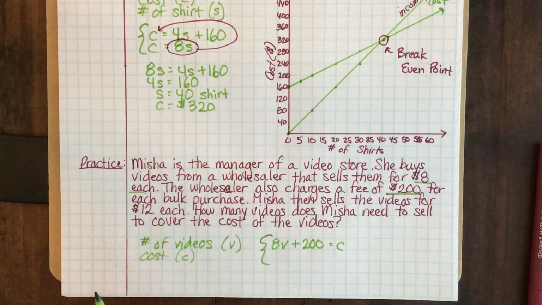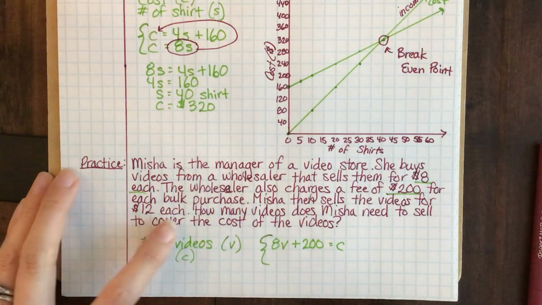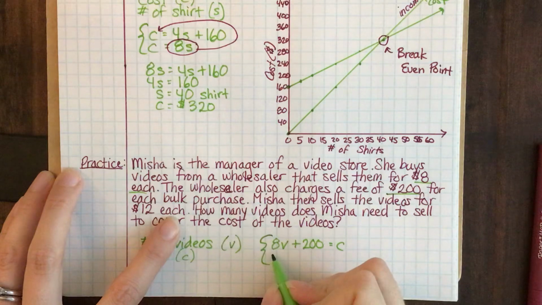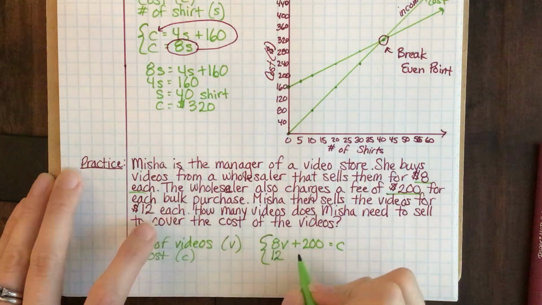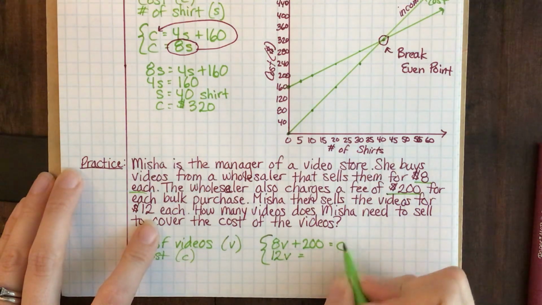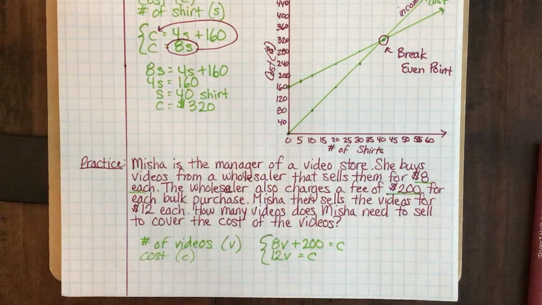The second piece of information that it tells us is that Misha sells the videos for $12 each. That's our income. And that each tells us that she's making that amount of money for every single video that's sold. So we're going to do 12 times V. And we want to know when the cost and the income are the same, so we can also set this equal to cost.